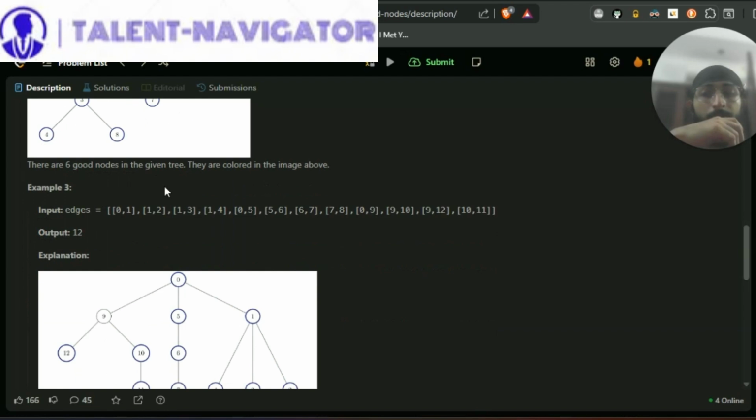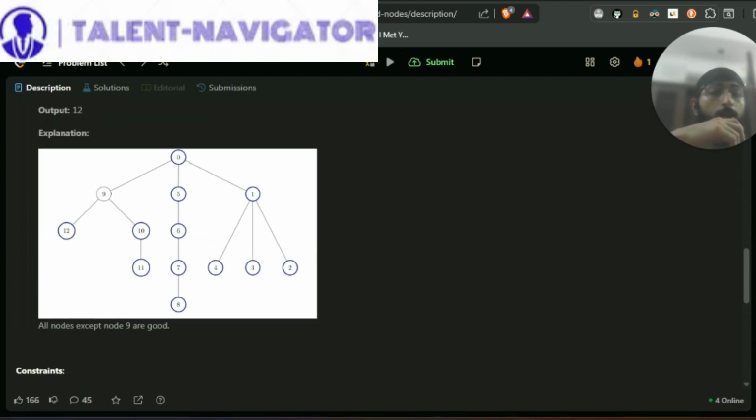That is why 6 is the answer. Now another example is this one. So now you can see that it is not a binary tree given to us, it is a normal tree, so we'll have to consider it as a graph problem, right? So for 0, the children of 0 are basically 9, 5 and 1, right?